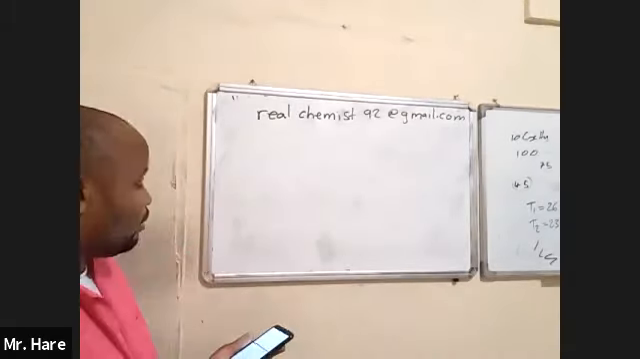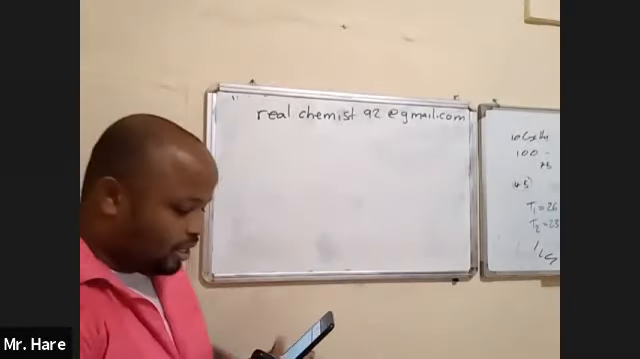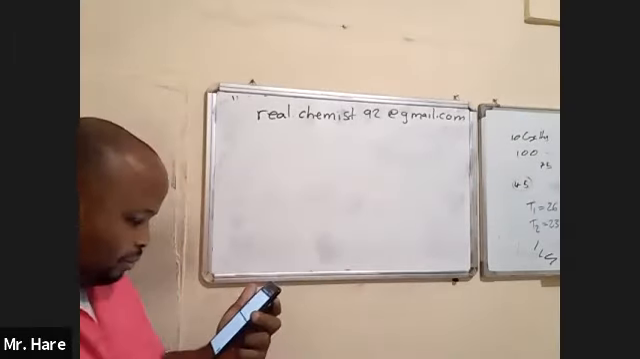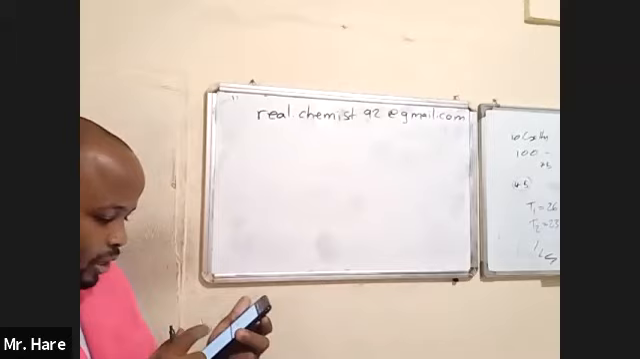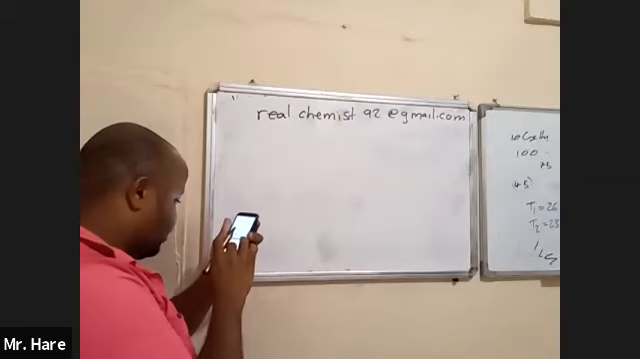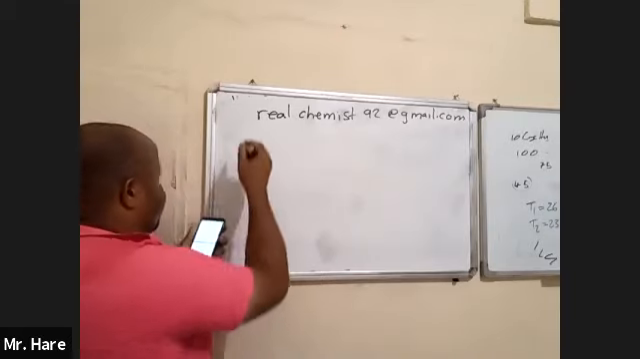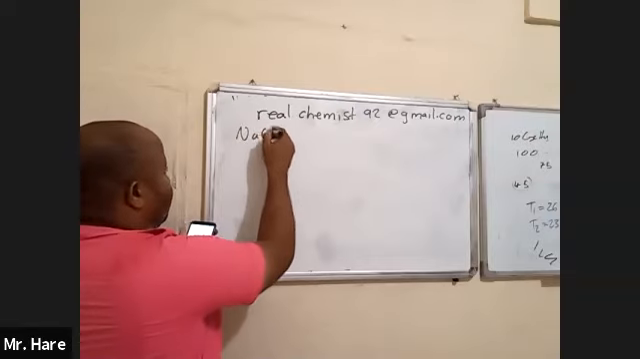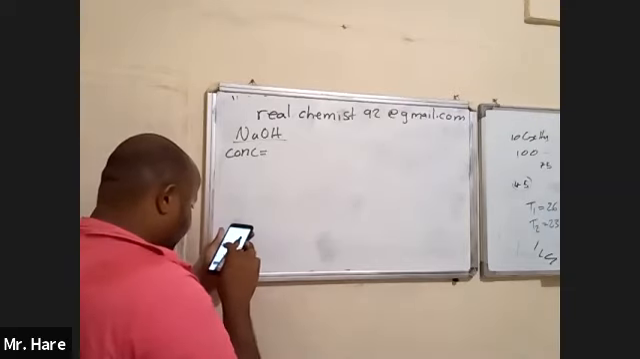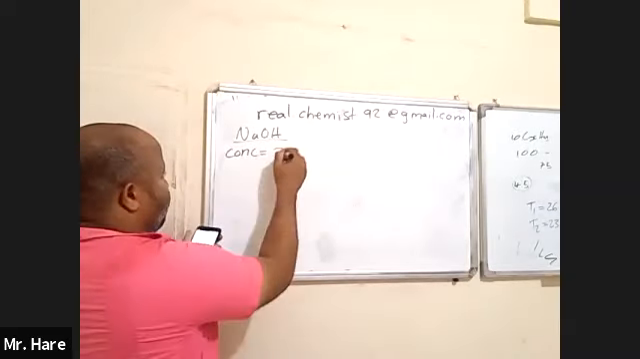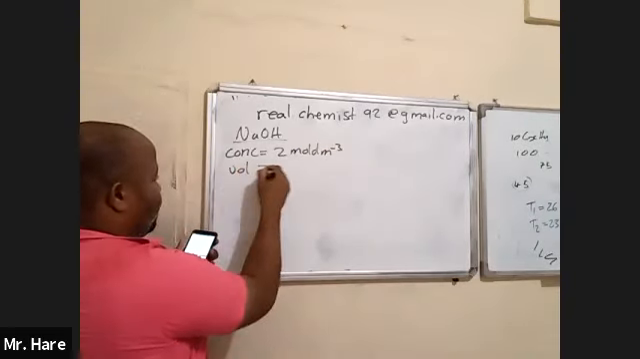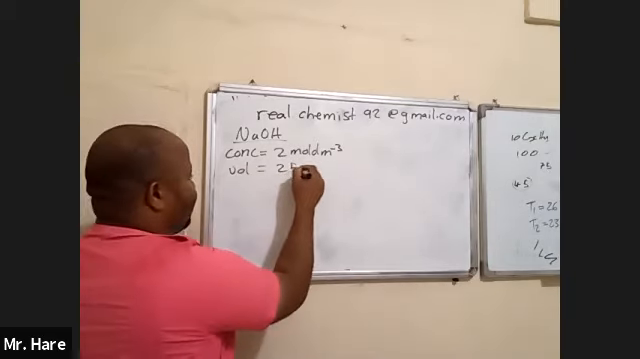All right, so it says calculate the concentration of the acid. So let us look at the information that was given. All right, so the concentration of the sodium hydroxide. So sodium hydroxide concentration is equal to 2 moles per dm cube, and the volume is equal to 25 cm cube.